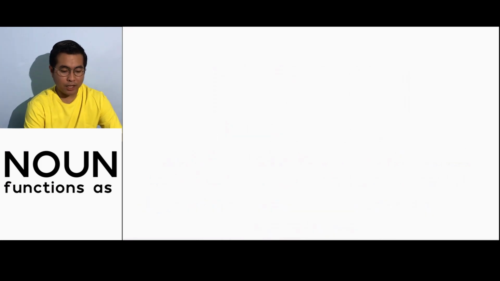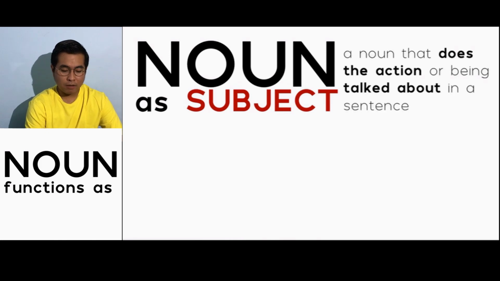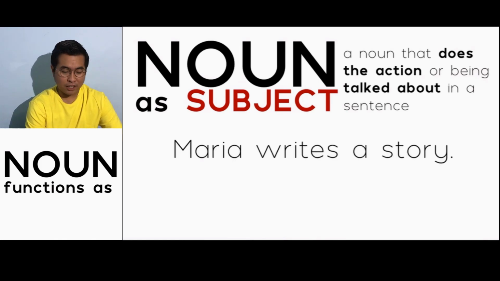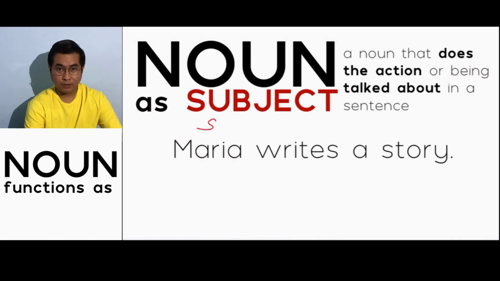Now let's begin with noun as subject. So noun as subject is when a noun does the action or is being talked about in a sentence. So for example, we have here, Maria writes a story. So who writes the story? That is Maria. So in this sentence, the subject is Maria. Okay? And then the verb, of course, you have writes, and then the remaining part of the sentence.